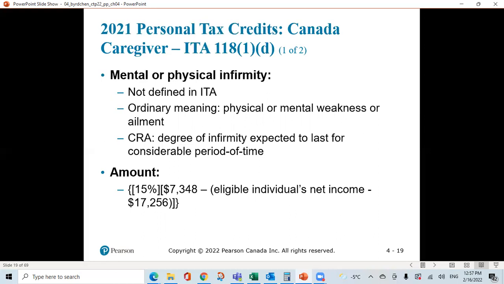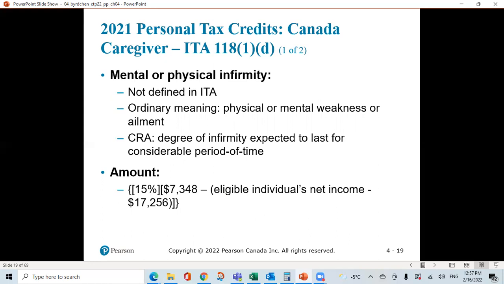The formula simply follows as 15% times 7,348. This 7,348 is the base amount for the caregiver credit for 2021. So we use this 7,348, deduct the eligible individual's net income, and deduct the 17,256 given by the government. Whenever you're going to calculate the caregiver amount, you use this formula to do the calculation.